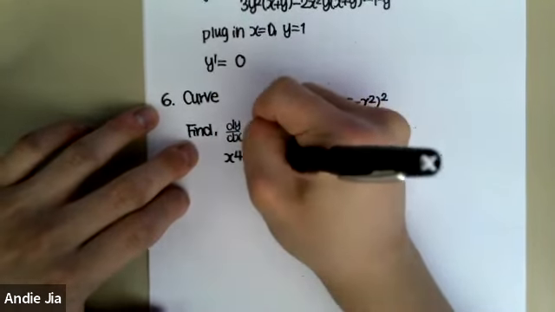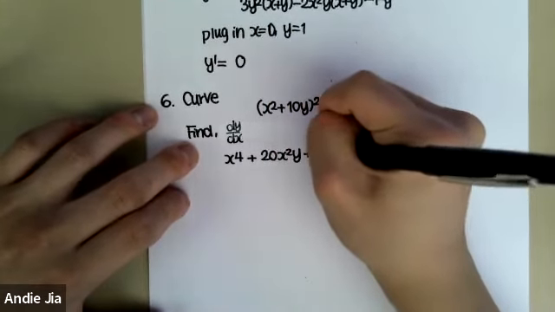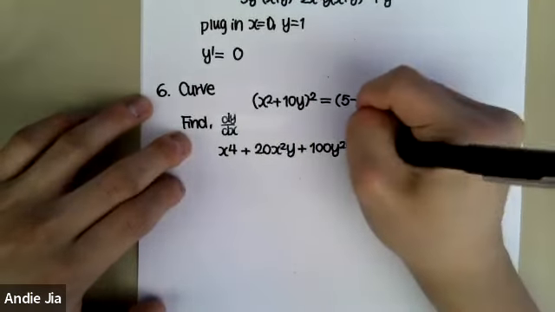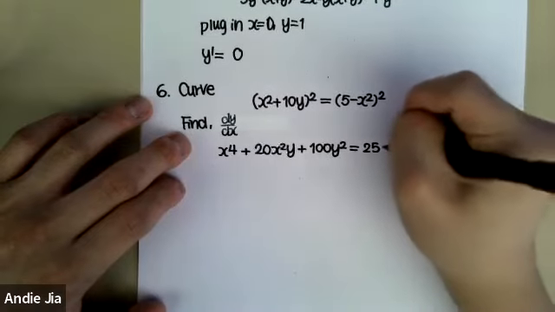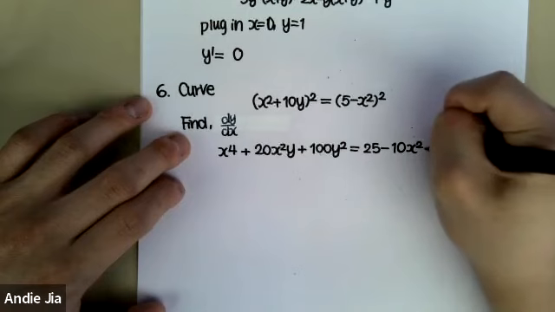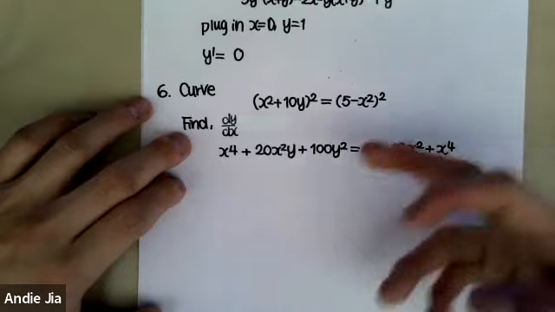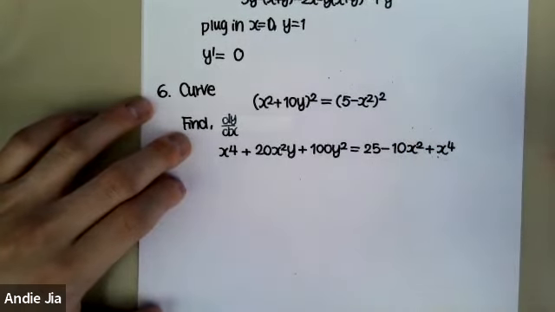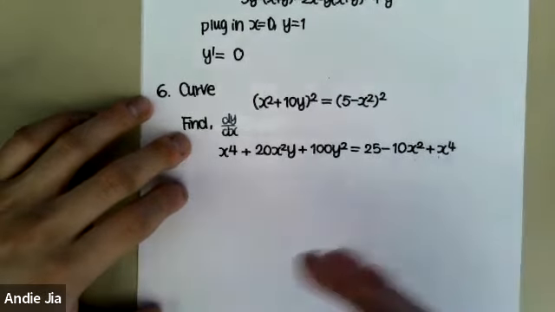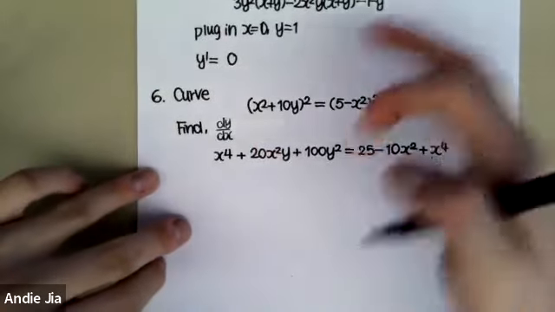plus 20x squared y and plus 100y squared. That could be 25 minus 10x squared and plus x to the 4th. Just need to move. No, I think we don't need to move. I think we just do implicit differentiation here. So I'll just do the computation here.